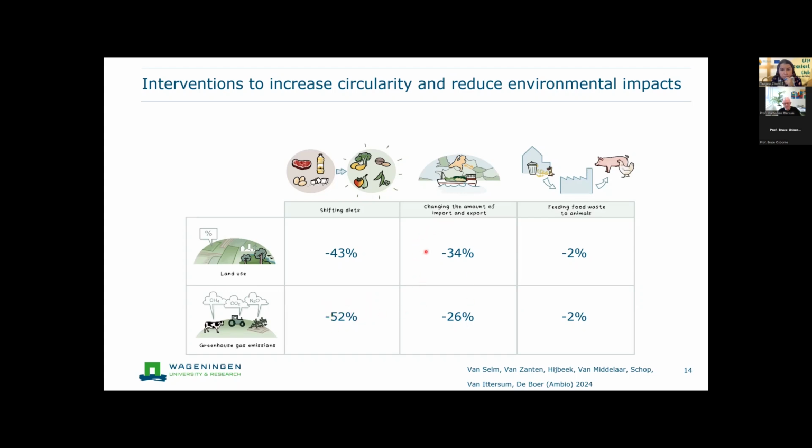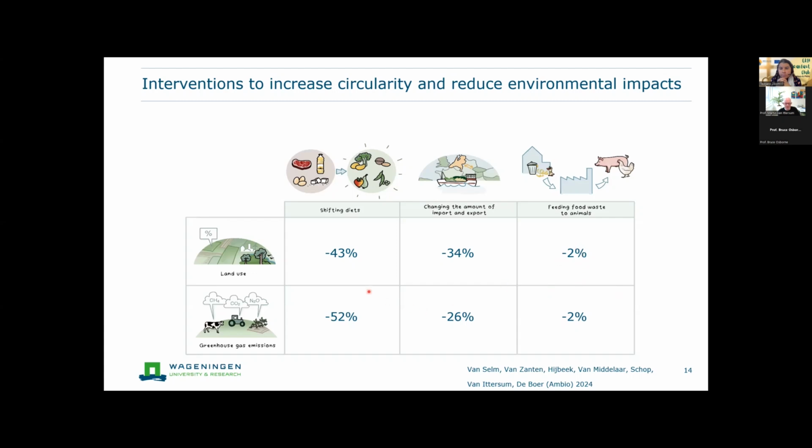Also, changing the imports and exports has a substantial impact. The Netherlands is an exporting country, so in that sense, a lot of the production and the footprint that is made by agriculture and food production can be mitigated by reducing the export or changing the types of products that we export. And finally, just feeding livestock with byproducts, food waste, for instance, from the system, has only a small influence on land use and greenhouse gas emissions.